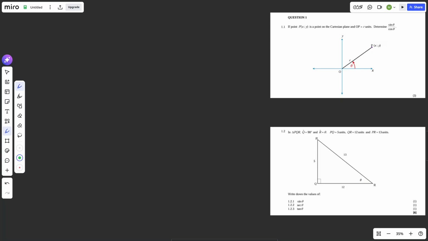So in today's session, we'll be looking at trigonometry. So in the first question, we are given a point, right? P(x, y), which is a point on the Cartesian plane, and OP is equal to r. So this whole line here is OP, which is equal to r. So now what we want to find is sine theta over cos theta.